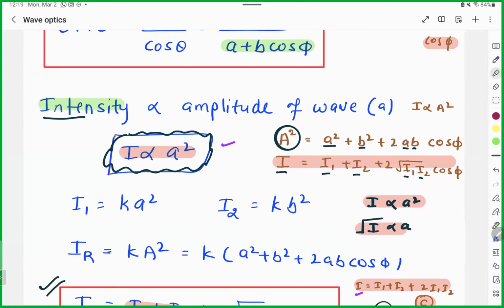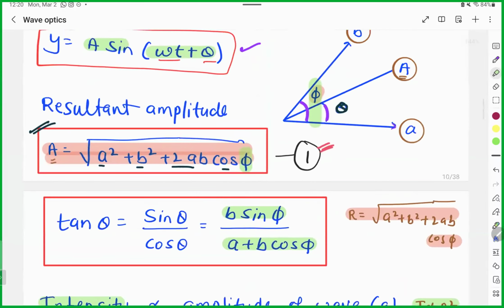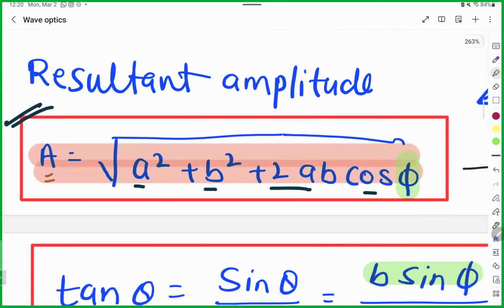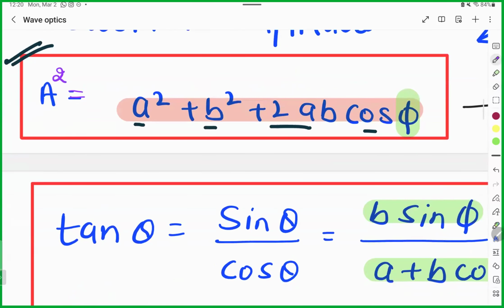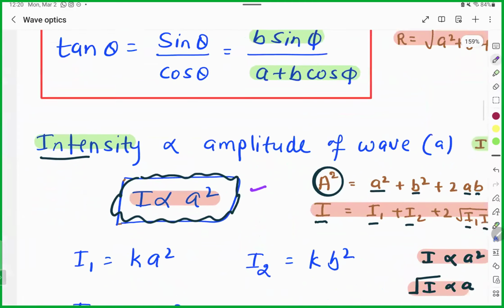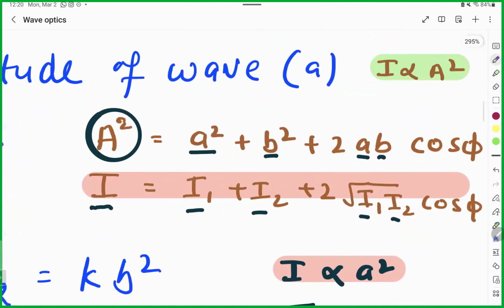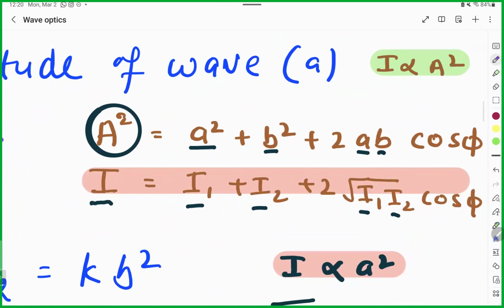Intensity of light, not only here, always depends upon the amplitude square. As we just wrote here, capital A is equal to the square root of a square plus b square plus 2ab cos phi. If we remove this square root, what will happen? Can we write here A square? We removed the square root from the other side and wrote A square. So the A square value is small a square plus b square plus 2ab cos phi. Same thing we wrote here. Resultant amplitude square is equal to a square plus b square plus 2ab cos phi.